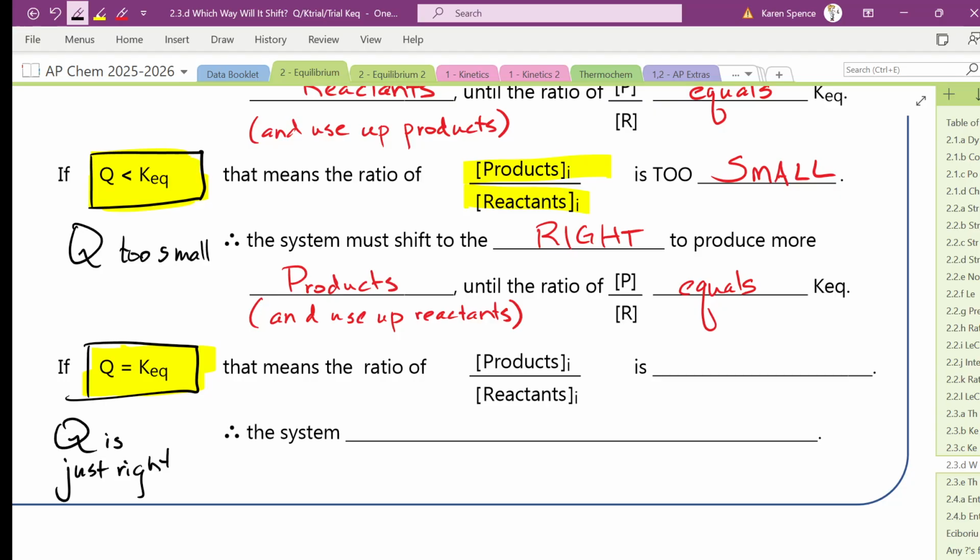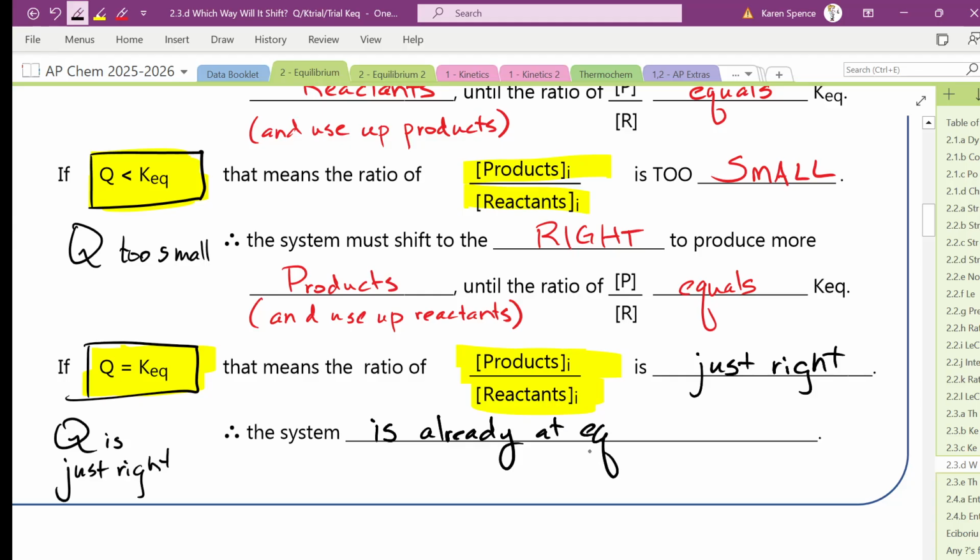So, if Q is just right, that means the initial products over reactants is just right, which means the system is already at equilibrium. Okay? So sometimes we will use this in conjunction with a race table, and sometimes we will just use it to predict which way the equilibrium shifts.